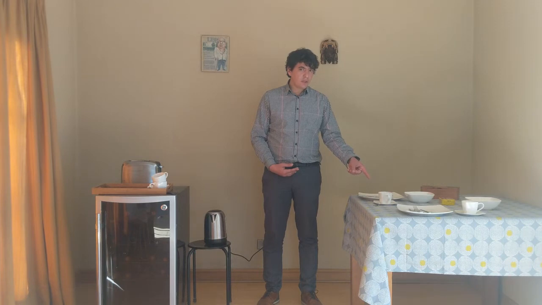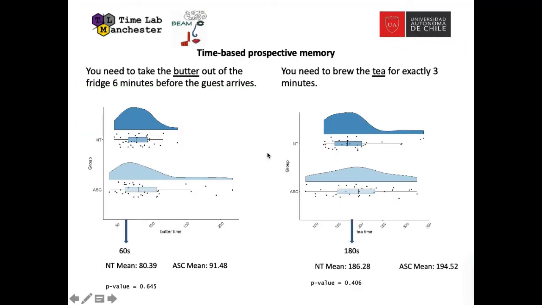Now I think we still need to wait for this tea. Let's see the results. In the butter task, where the participants needed to estimate 1 minute, we do have that most of people behaved in a very similar way, the same kind of performance. We do have some outliers in the autistic group that are not present in the neurotypical group, but no statistical difference were reached.